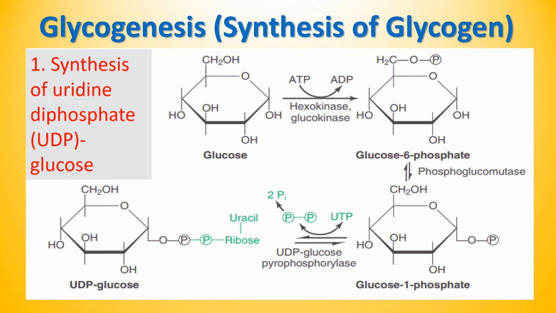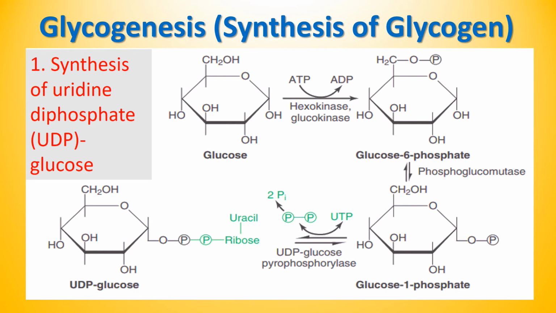So what happens during this UDP glucose synthesis? The glucose is first converted into glucose 6-phosphate. That is similar to the step that we have in glycolysis, through hexokinase or glucokinase activity, and with the utilization of 1 ATP there is a formation of glucose 6-phosphate.